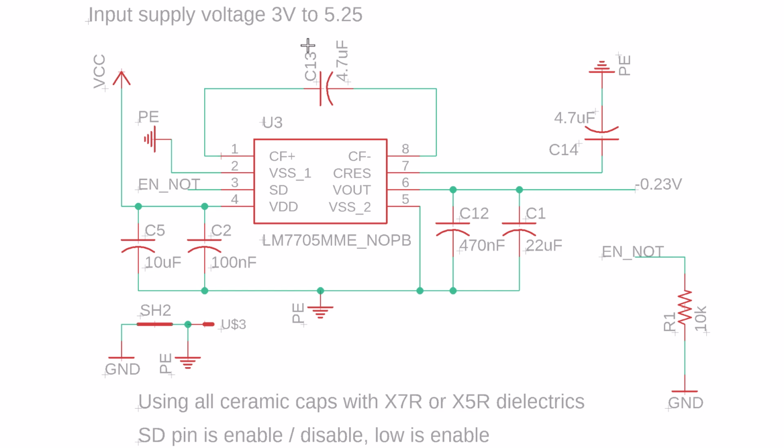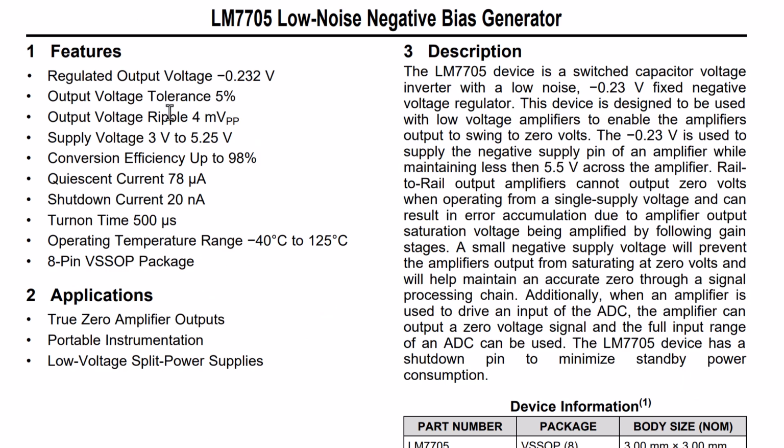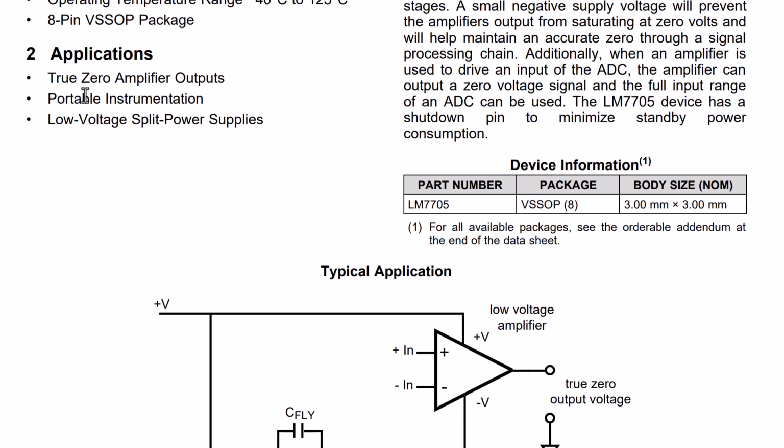But let's take a look at the data sheet to get a little more in depth on how this is working. Okay, here is the data sheet. You can see that this creates a negative 2.32 volt output. Very low noise, right? So if you're working with op amps or data converters, you want low noise because you don't want that ruining your measurements or amplifying your noise through the op amp. And you can see that they're telling you right here that this is for true zero amplifier outputs.